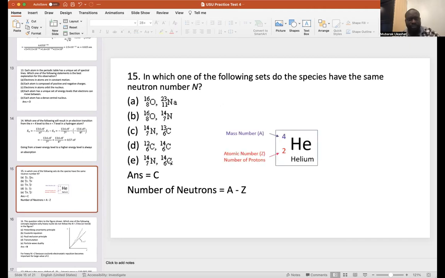Okay. In which of the following sets do the species have the same neutron number? So this is the explanation. The top here is mass number, the bottom is proton number, and the difference is the number of neutrons, because proton plus neutron is what gives you the mass number. So mass number minus proton number will give you neutron number. So 16 minus 8, is it the same as 23 minus 11? 16 minus 8 is the same as 14 minus 7. So you keep checking which of them gives the differences that are equal, and the only correct answer here is C. 14 minus 7 is 7, 13 minus 6 is 7. So these are the two that have the same neutron numbers. The rest don't have the same neutron numbers.